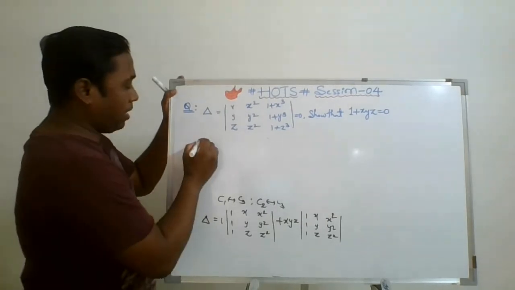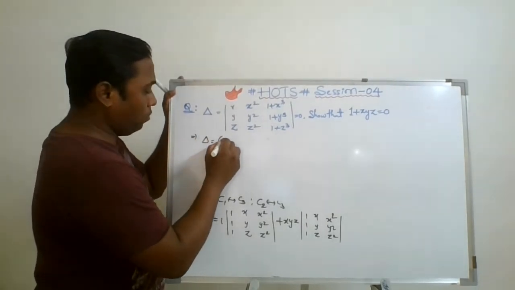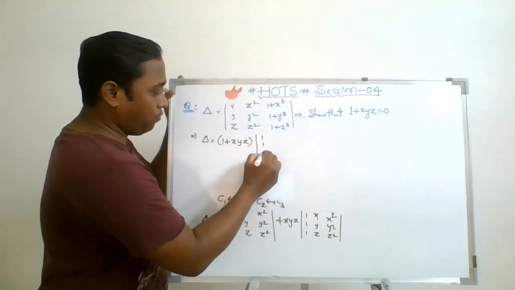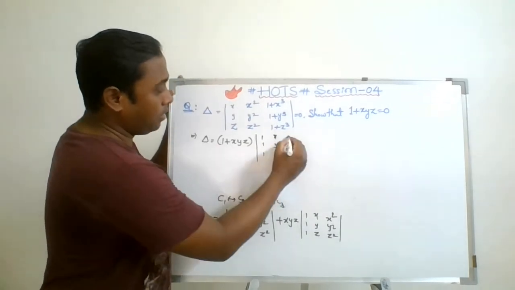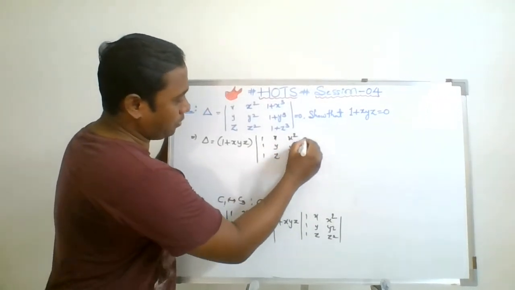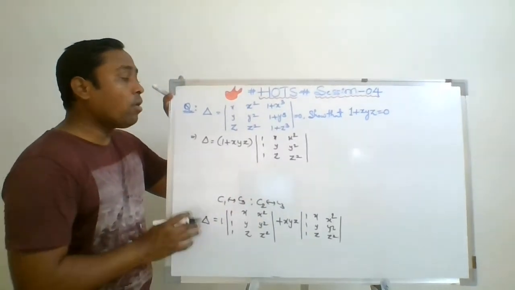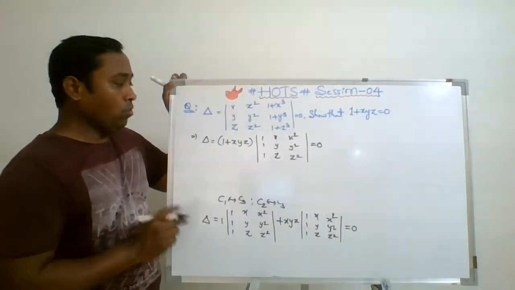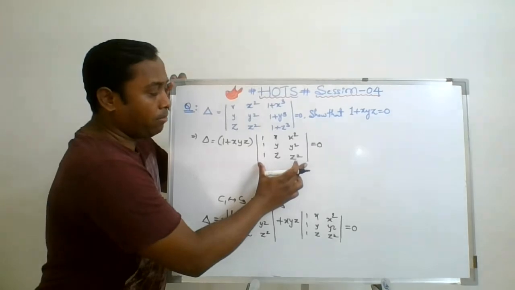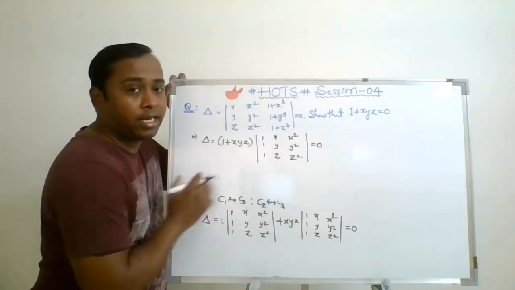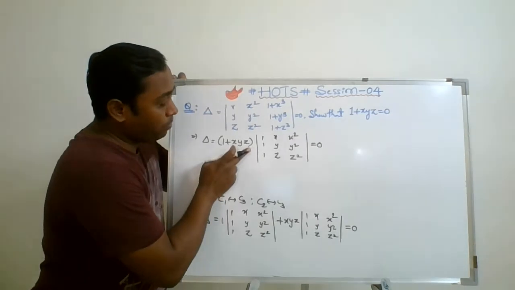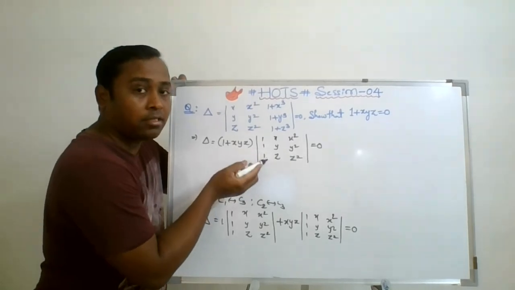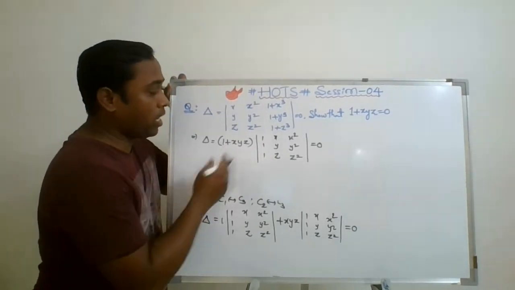So what is the left factor? I'm writing again here: Delta equals 1 plus xyz into the determinant 1, 1, 1, x, y, z, x square, y square, z square. Correct. Now this is equal to 0, already given. So now I need to simplify this 3 by 3 determinant by applying a row or column operation, because as I know, if there are three ones, I can make two zeros by applying the row operation. So that is what I am going to do here.